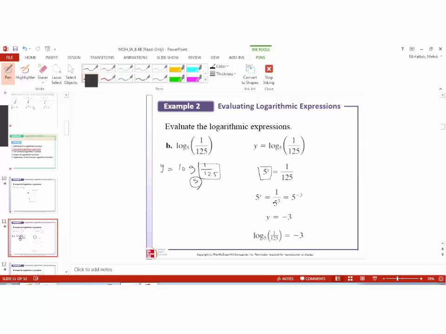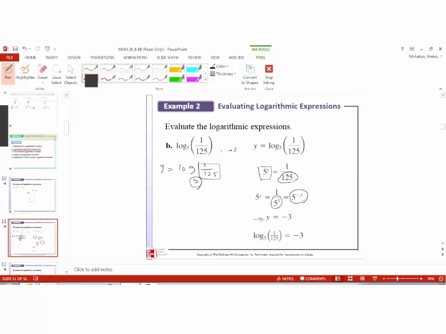So in this case, I'm going to make everything the base 5. So 125 is the same as 5 cubed. And then if I move it to the top of the fraction, it becomes 5 to the power minus 3, so y must be equal to minus 3.